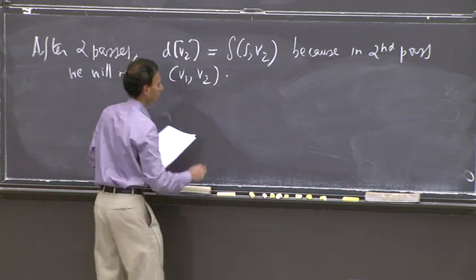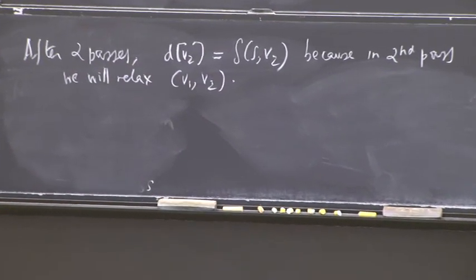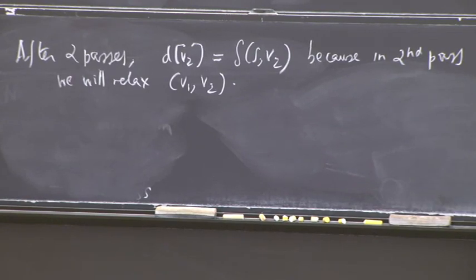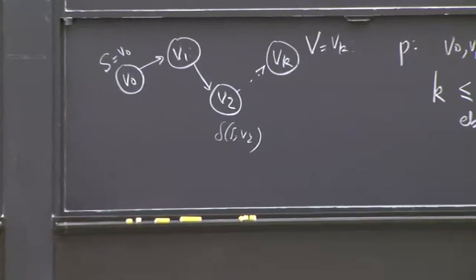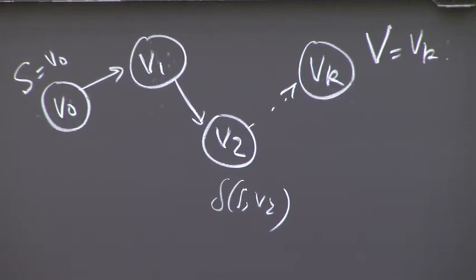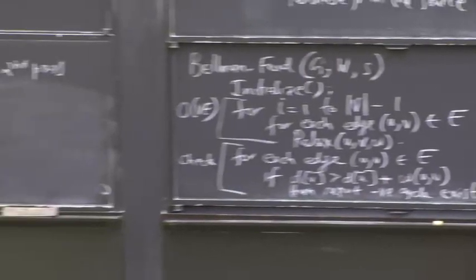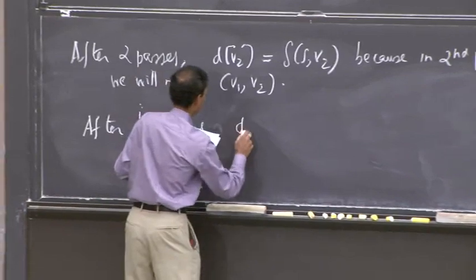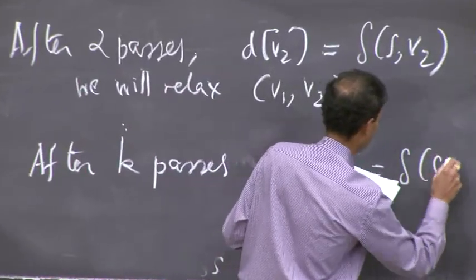So it's a different edge that needs to be relaxed, but that's cool because I'm relaxing all the edges. And I'm going to be able to grow my frontier. I'm going to be able to compute delta SV2 at the end of my second pass, and so on and so forth. So after K passes, we have dV1, VK, excuse me, equals delta S VK.